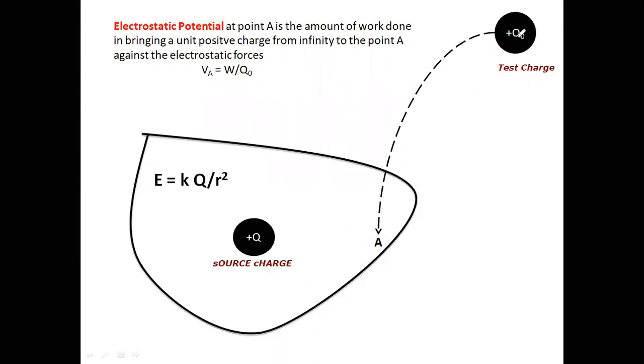So if your test charge is moving in this direction, and it reaches here, the work done in moving from this point to this point, divided by the value of this test charge, will give you the potential at this particular point. In this way we find out potential at any point.